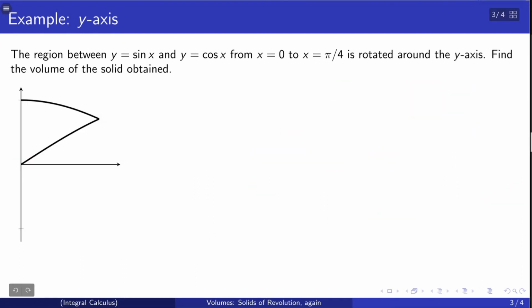Now let's look at an example that we did in the previous video, which is this region between sine x and cosine x. But instead, rotate that around the y-axis. And what's going to happen here is, well, maybe you can try thinking about this for yourself first. If you want to pause the video now, just try to imagine what will happen when you do this rotation.